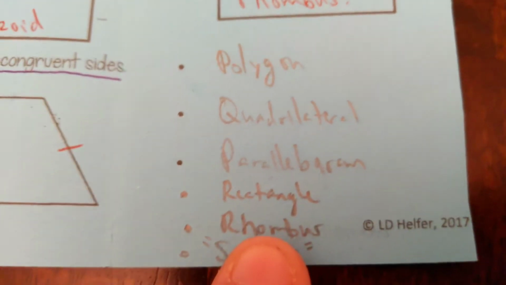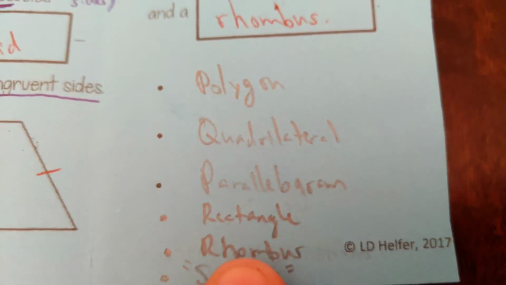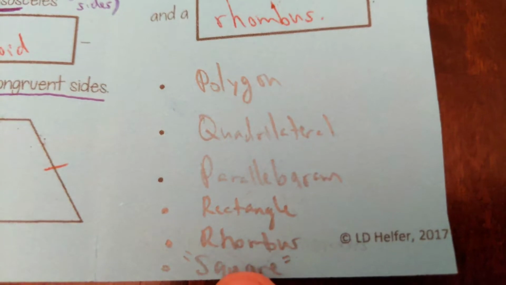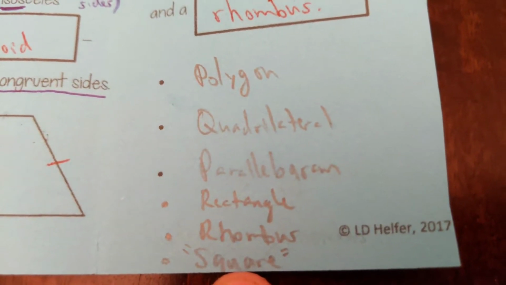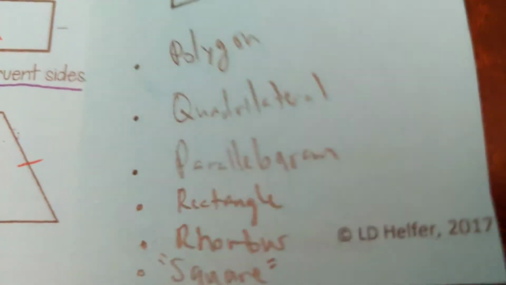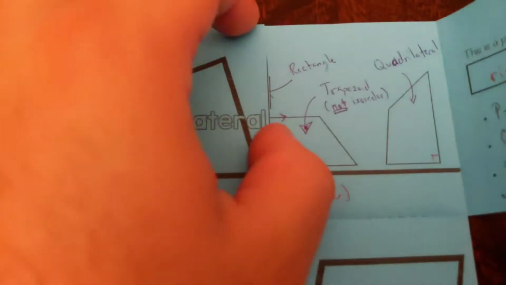It can be classified as a rhombus because a rhombus has all equal sides and a square does too. And if you combine all that, then it can be called a square. So this one has 6 different categories, 6 different names that you can call it. Okay? All right.